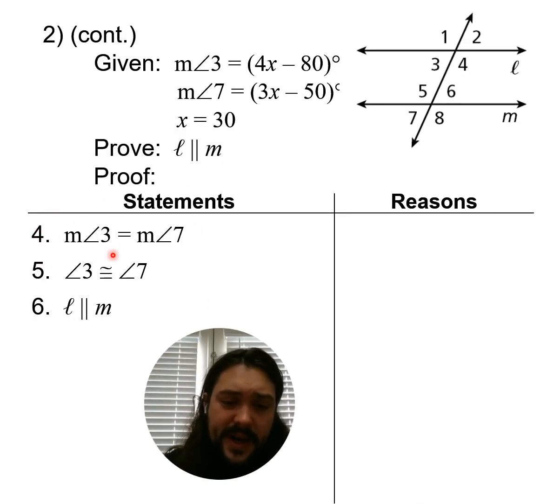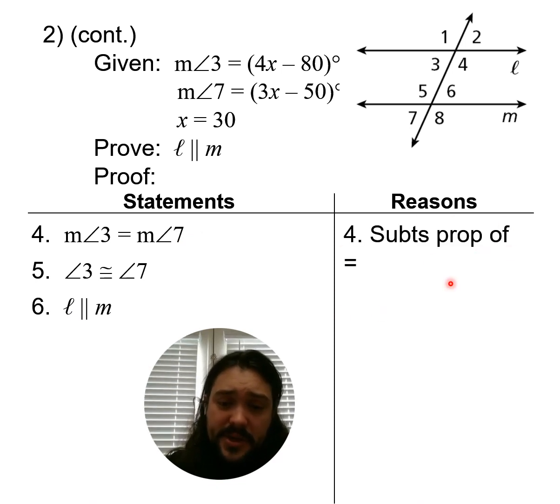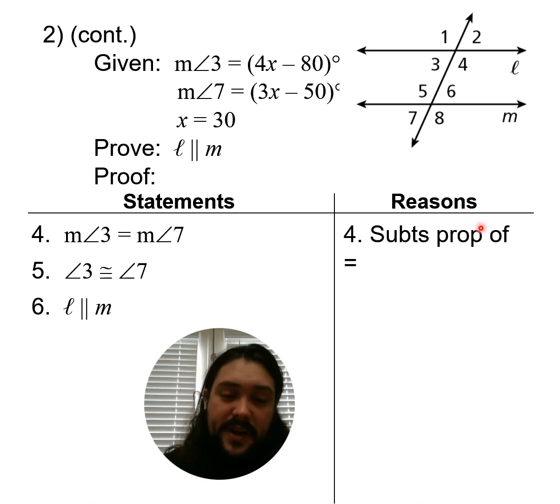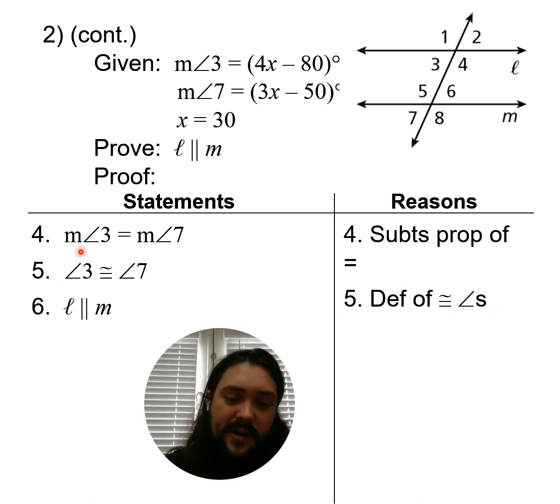So the measure of angle 3 equals the measure of angle 7, right? Remember, they were both 40 degrees. That's just the substitution property of equality. We take measure of angle 3 equals 40 degrees, measure of angle 7 equals 40 degrees. We plug in 40 degrees for the measure of angle 7. Then, using the definition of congruence, remember, with measures, we say they're equal. With the actual angle names, we say they are congruent. So this is the definition of congruent angles, just saying if their measures are equal, then the angles themselves are congruent.